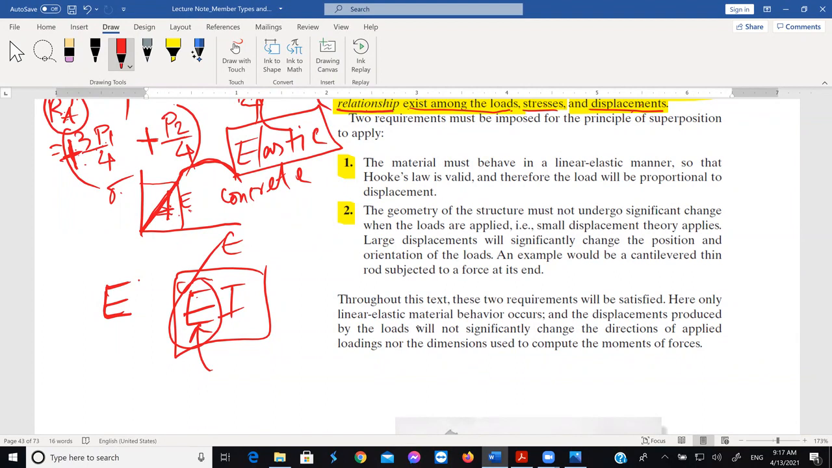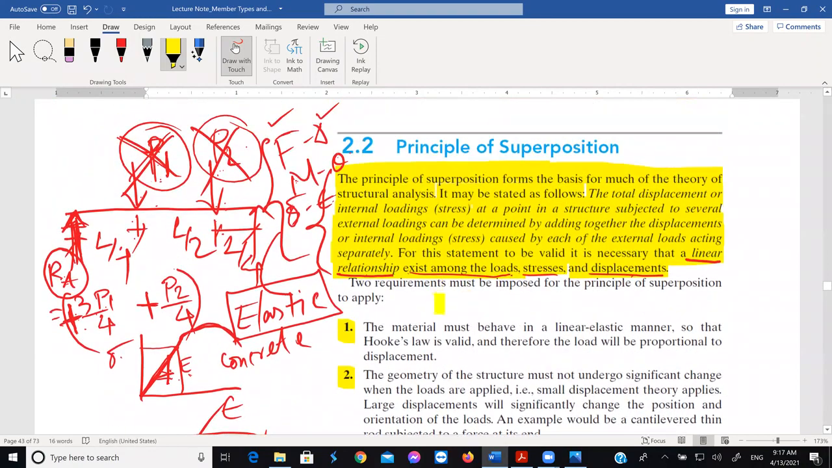In that case, we use a different modulus of elasticity, the plastic modulus of elasticity or equivalent modulus of elasticity. There are some terms there. However, for now, and up to your graduation, you can just use the modulus of elasticity, that means the elastic modulus, for structural analysis. So the first condition to use the principle of superposition is that the structure must behave as an elastic one.